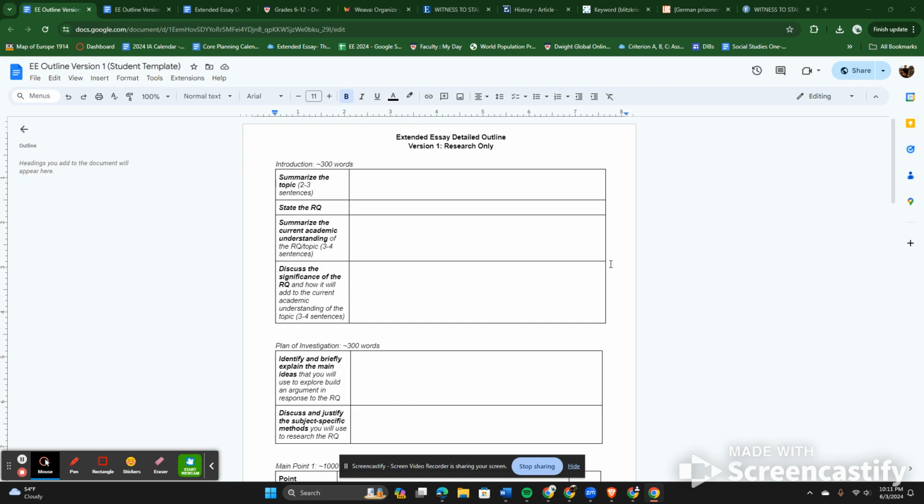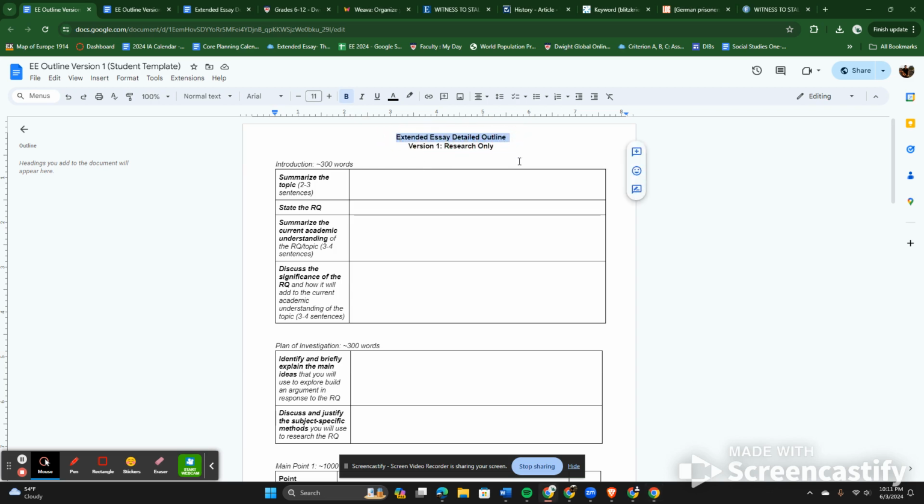once again pivot your focus back to the extended essay for the end of the year. We have one major task to add to make sure that you are well set up to move into the summer, ready to do research independently on your research question, and that is your detailed outline.